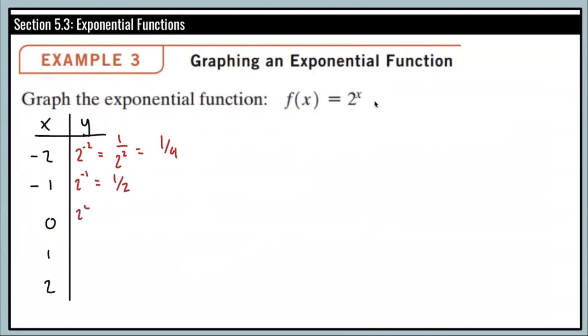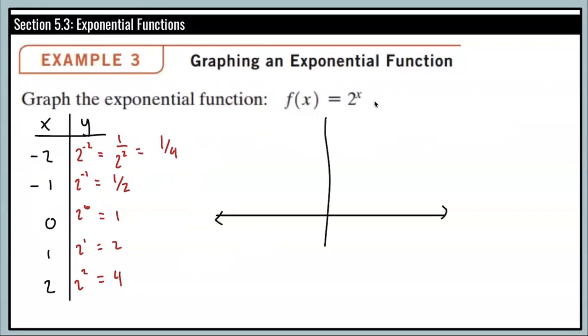2 to the 0 is equal to 1. Anything to the power of 0 is 1. 2 to the power of 1 is just 2. And then 2 to the power of 2 is 4. Right, so we have our x and y values, and we're just going to go ahead and plot these. Okay. So our graph is going to look like this.